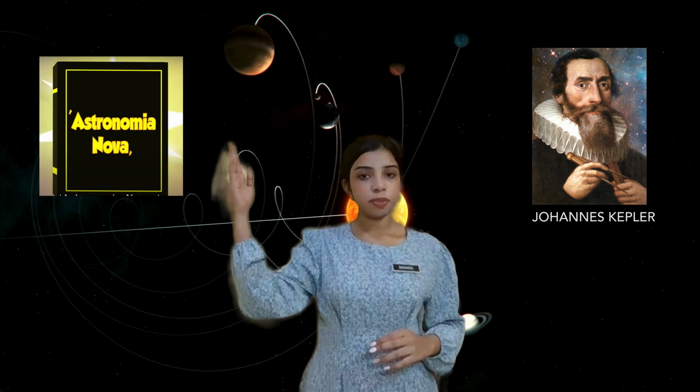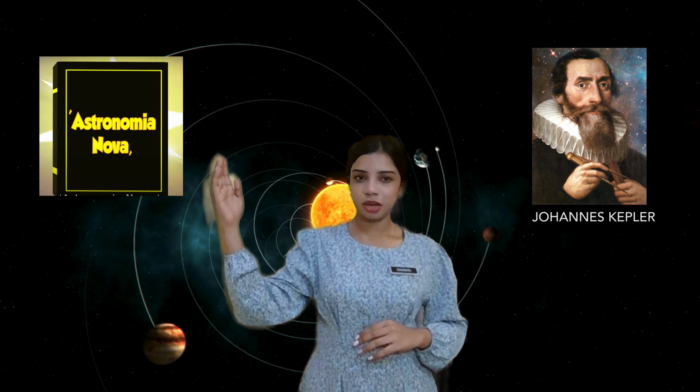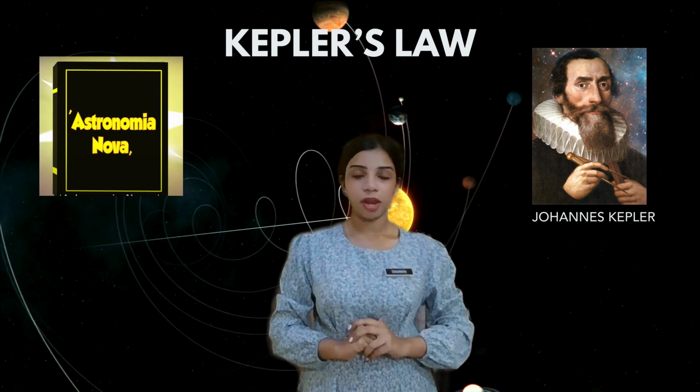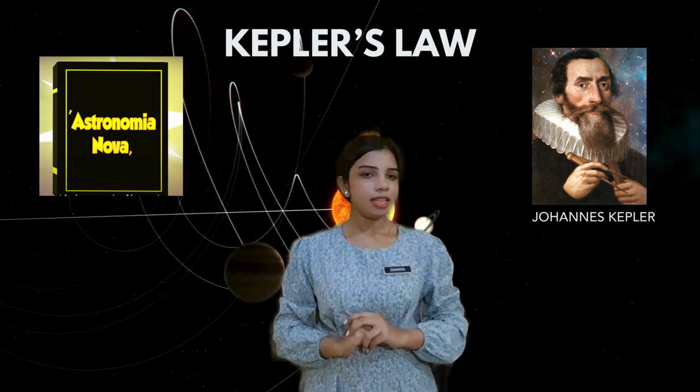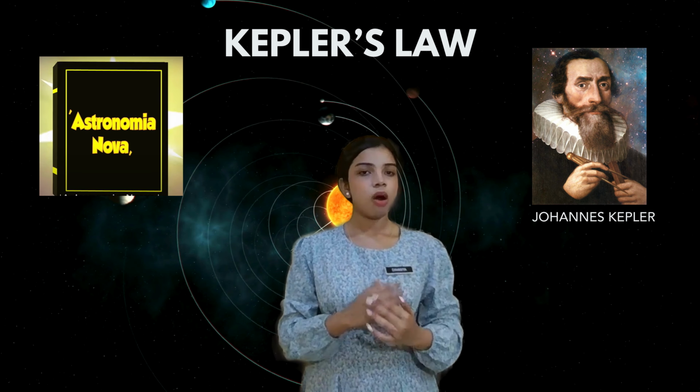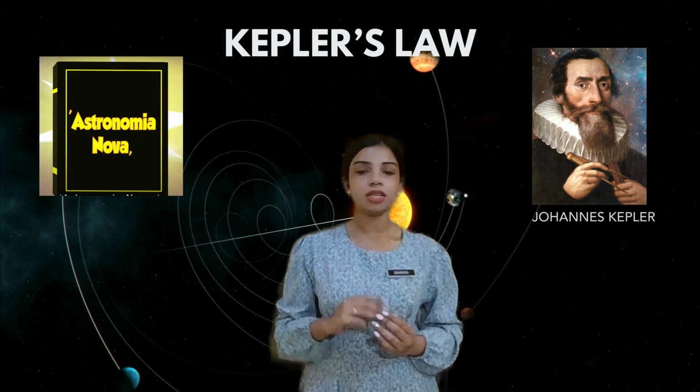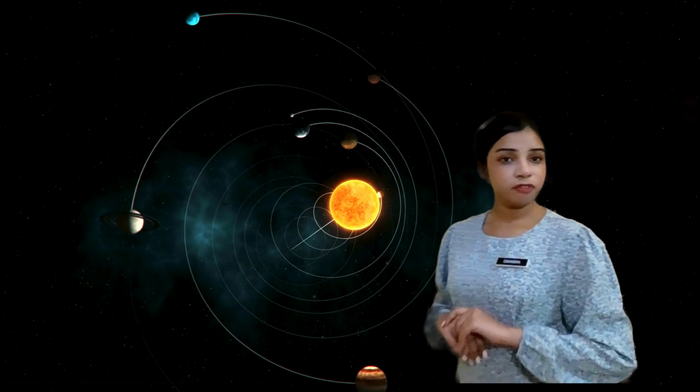In 1609, the German astronomer Johannes Kepler published his book called Astronomia Nova, outlining his discoveries, which are now called Kepler's laws. The first two laws of planetary motion. In this book, he explained how all the planets in the solar system follow certain laws to move around the sun.